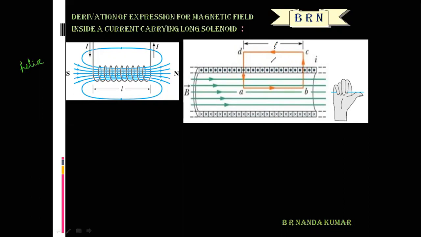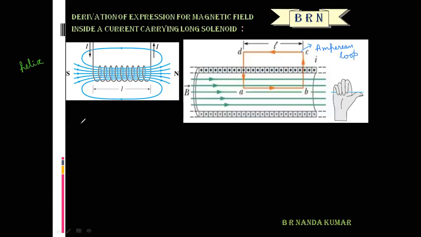Okay, now let us consider an Amperian loop, that is ABCDA, a rectangular closed path. Let us consider a rectangular closed path ABCD. This is called an Amperian loop.